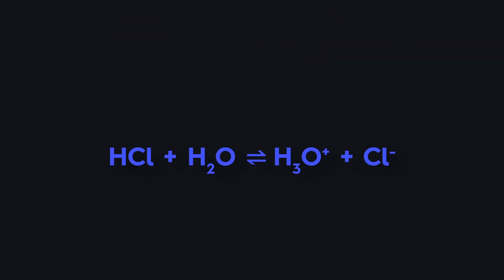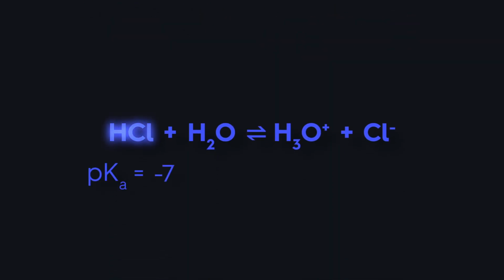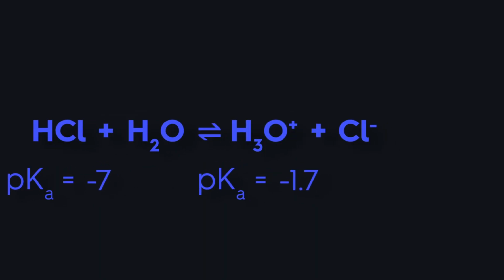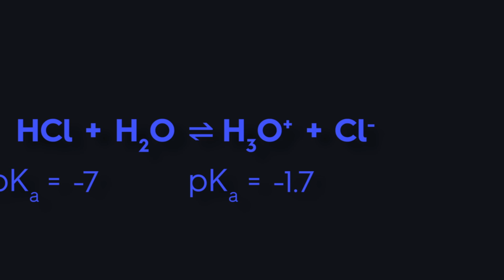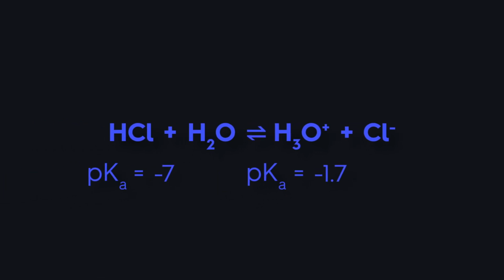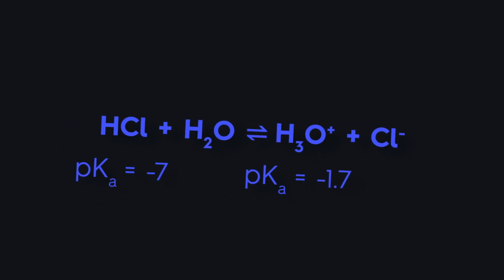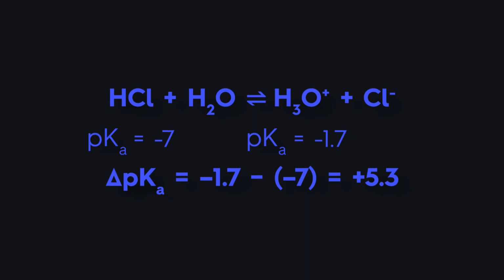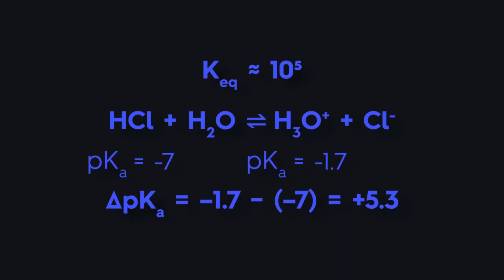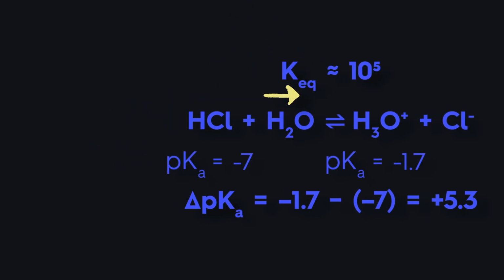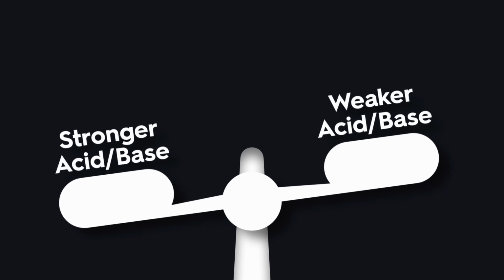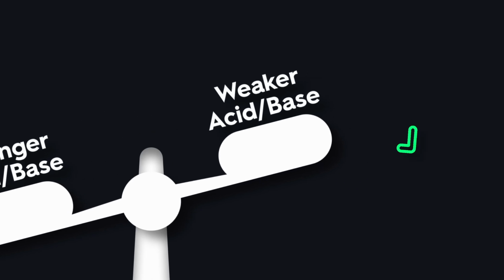For example, compare hydrochloric acid, HCl, and hydronium, H3O+. Since hydronium has a higher pKa, meaning it's the weaker acid, the equilibrium shifts toward the products. ΔpKa is negative 1.7 minus negative 7, which is about positive 5.3, giving a KEQ of roughly 10 to the 5th. From this, notice the bigger principle. A higher pKa means a weaker acid, and that side is favored.